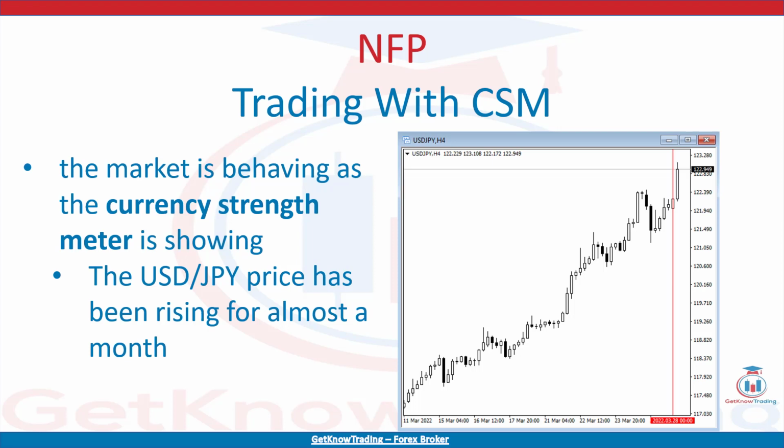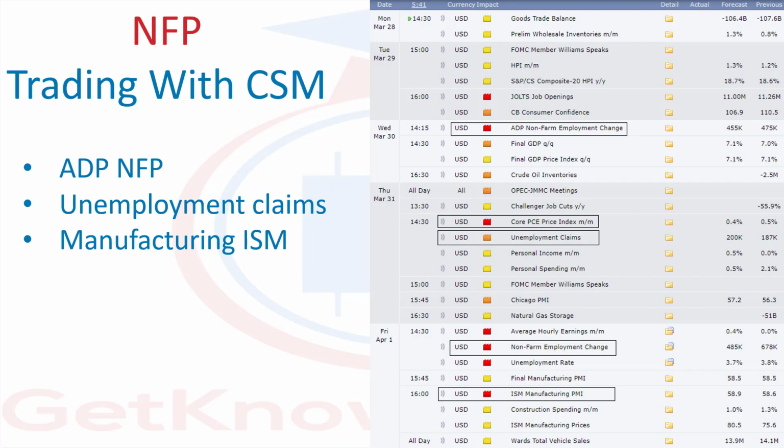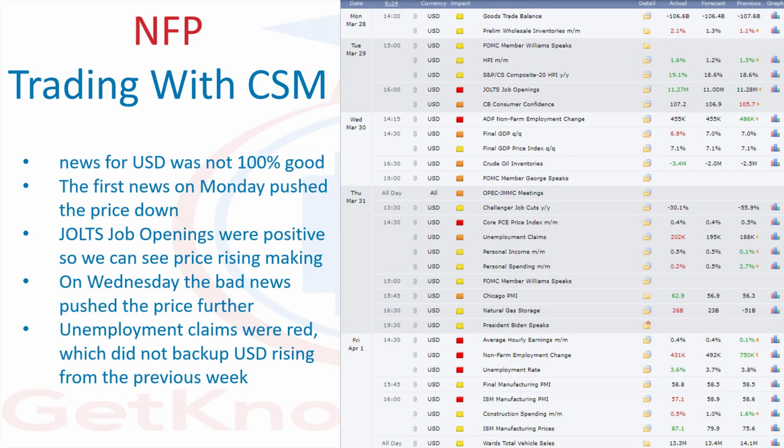There will be ADP NFP, unemployment claims, manufacturing ISM, which will have an impact on the US dollar strength. Check the image here from the Forex Factory calendar, where you can see which news will be published this week and what is the forecast and what is the previous result. Here are the results after NFP week ended.